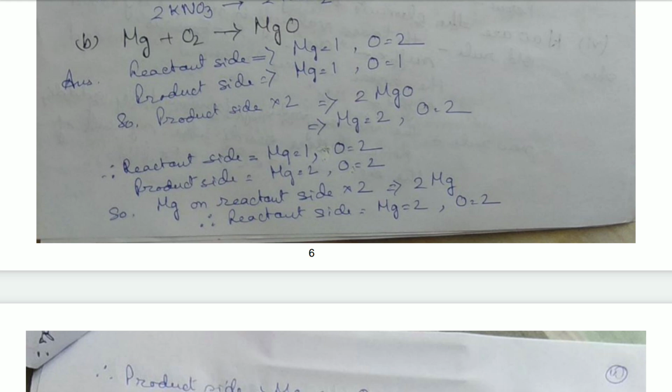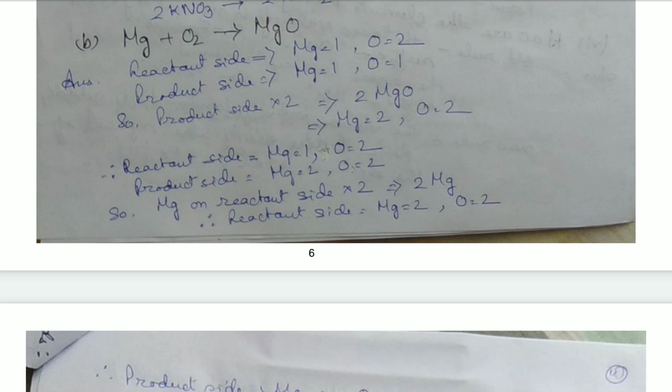Okay, so I was discussing in my last video the study questions where we were discussing the balancing of equations. Okay, so Mg plus O2 gives us MgO. But this equation is not balanced. This is a skeletal equation. On the reactant side we see Mg is equal to 1, O is equal to 2. And on the product side we see Mg is equal to 1, O is equal to 1. So on the product side, one oxygen atom is less.